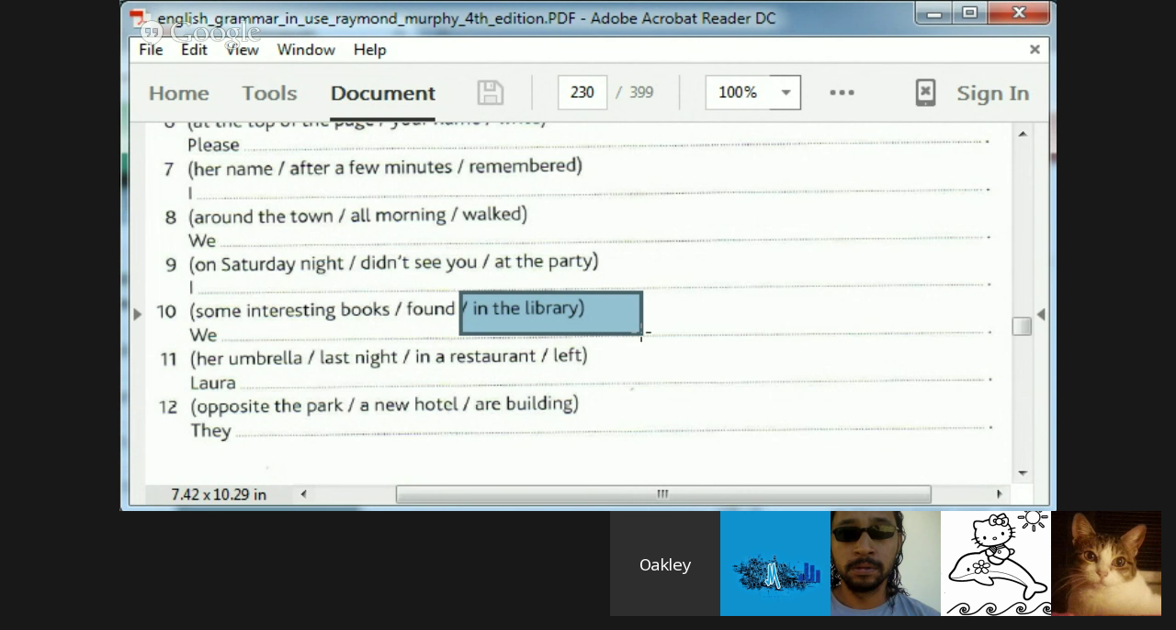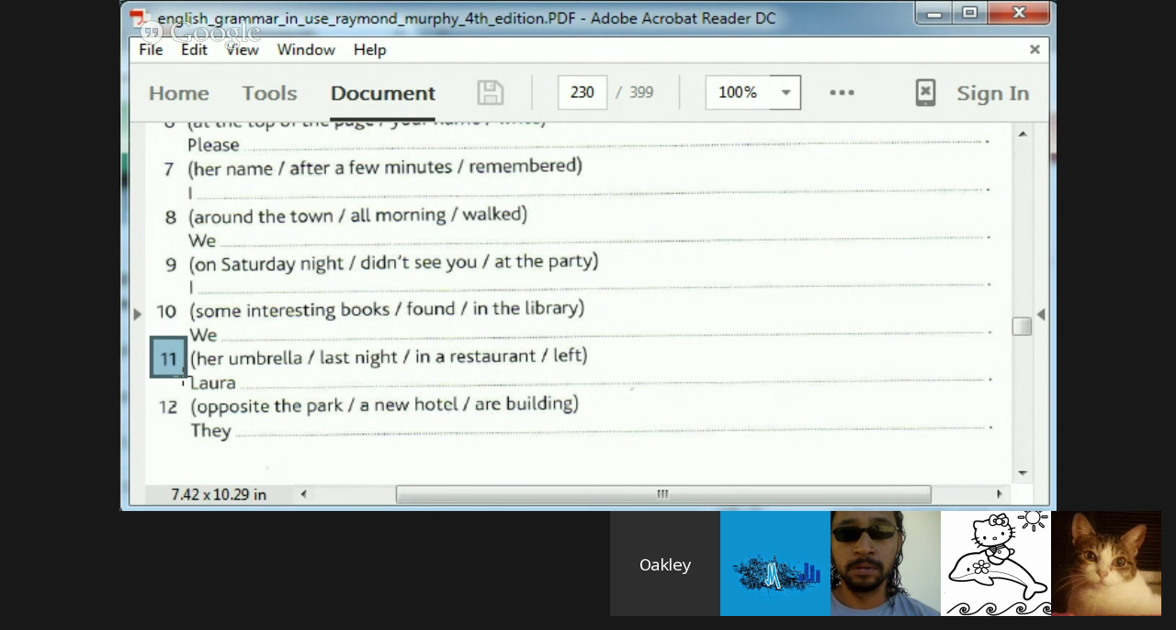Sometimes it's correct at the beginning or the end. Sometimes it sounds a little bit strange. That one sounds just a little bit strange to me in the beginning. Okay, all right.